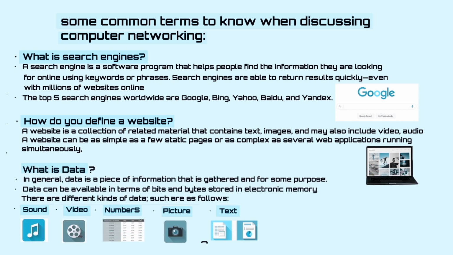What is data? In general, data is a piece of information that is gathered for some important purpose. Data can be available in terms of bits and bytes stored in electronic memory. We also call that hard drives. There are different kinds of data such as sound, videos, numbers, pictures, or text.